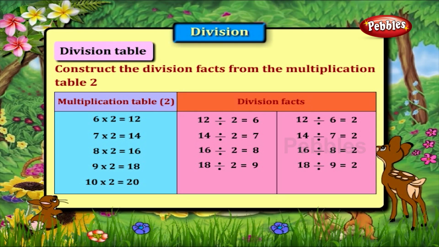10 into 2 is equal to 20. 20 divided by 2 is equal to 10. 20 divided by 10 is equal to 2.